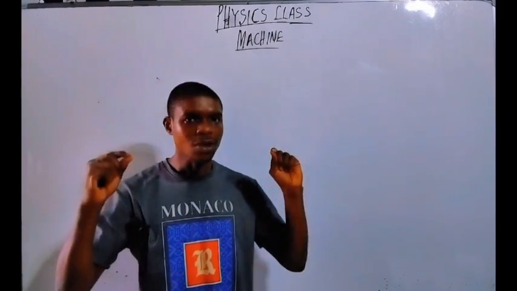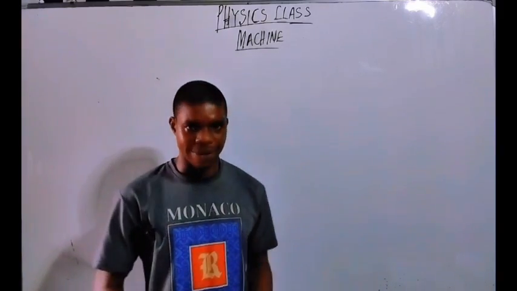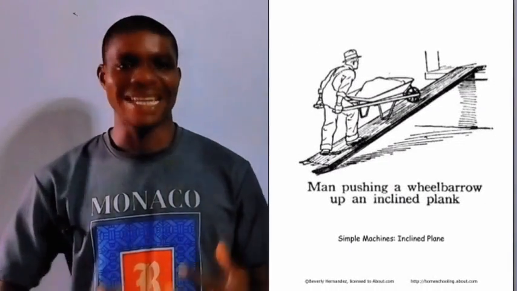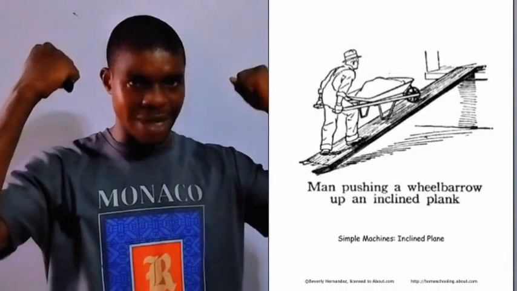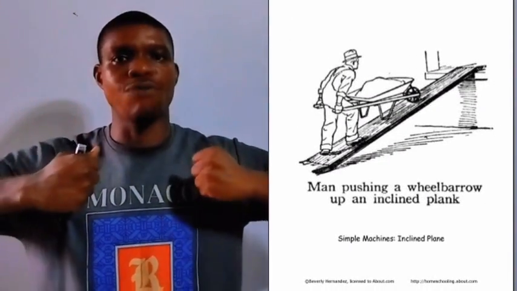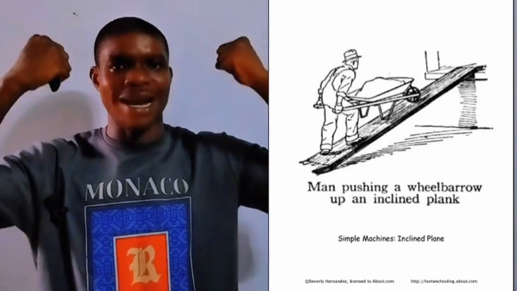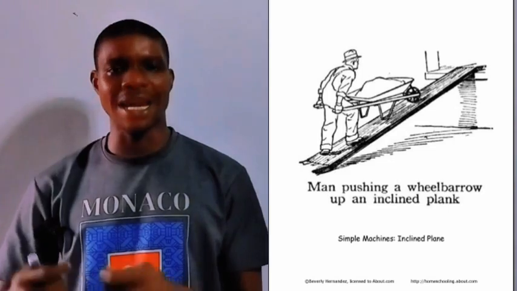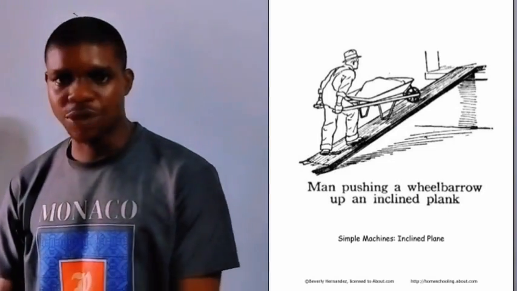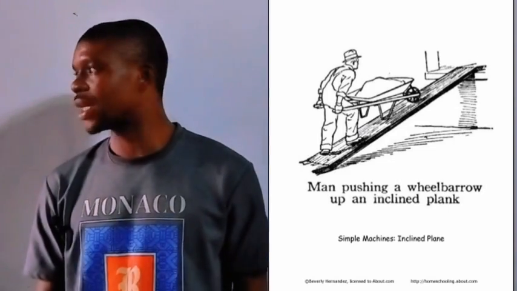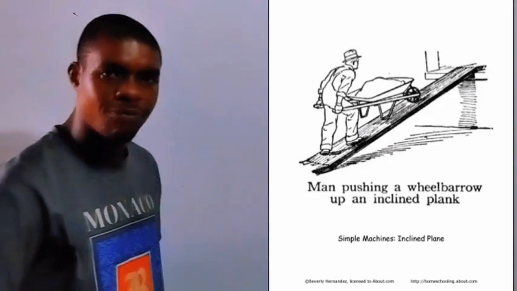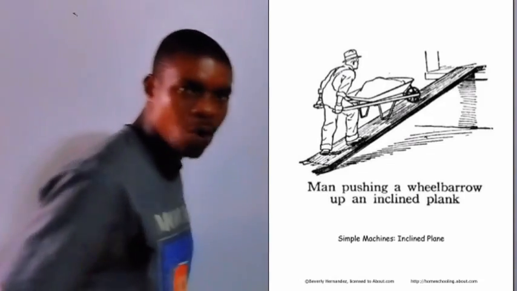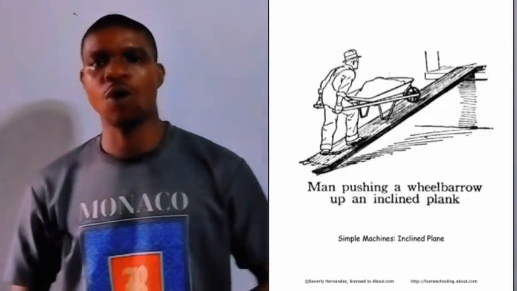For example, here we have a wheelbarrow. If you want to carry cement on your head, it requires a lot of energy and effort to carry it to where you want to go, right? But if you use a wheelbarrow and you put that cement in the wheelbarrow, what you do is just apply a small effort and roll it, right? So that is the work of a machine.